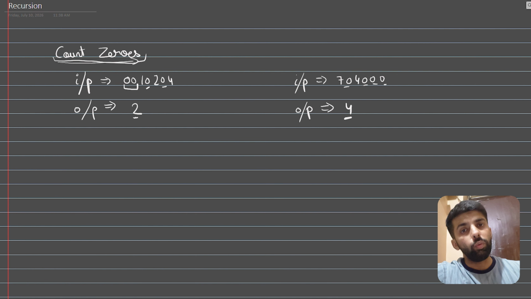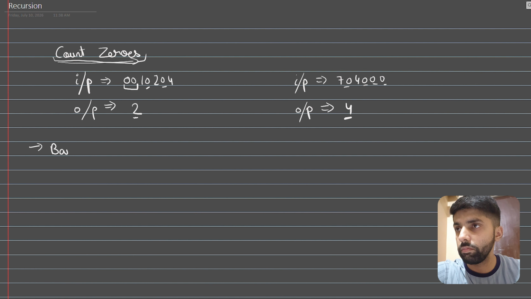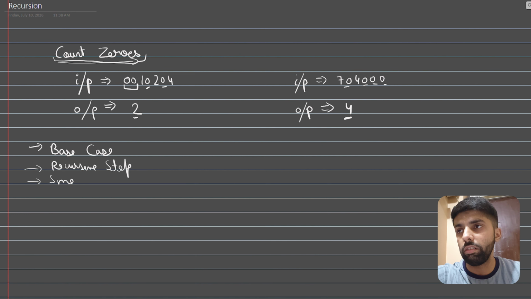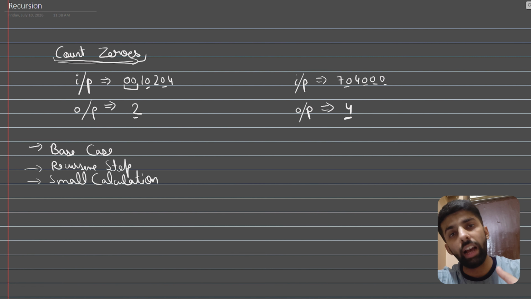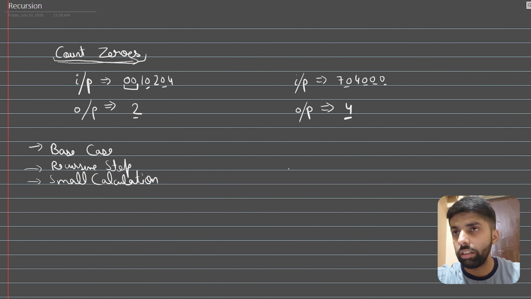To write the recursion, we know that we need a base case, a recursive step, and a small calculation. Okay, base case, recursive step, small calculation. We discussed this in the last video. So let's write the function for this. Since we have to return the count, the return type will be an integer.